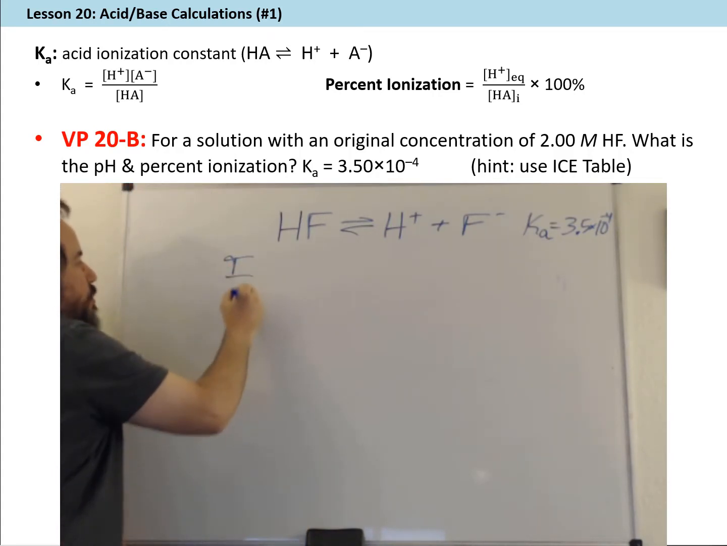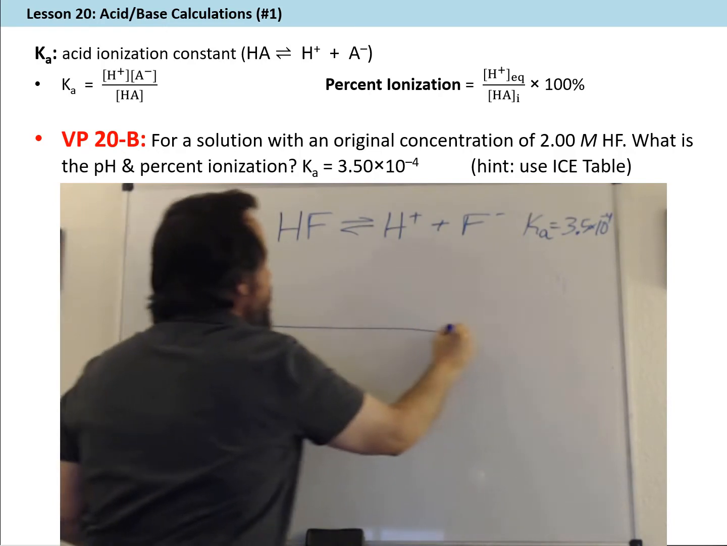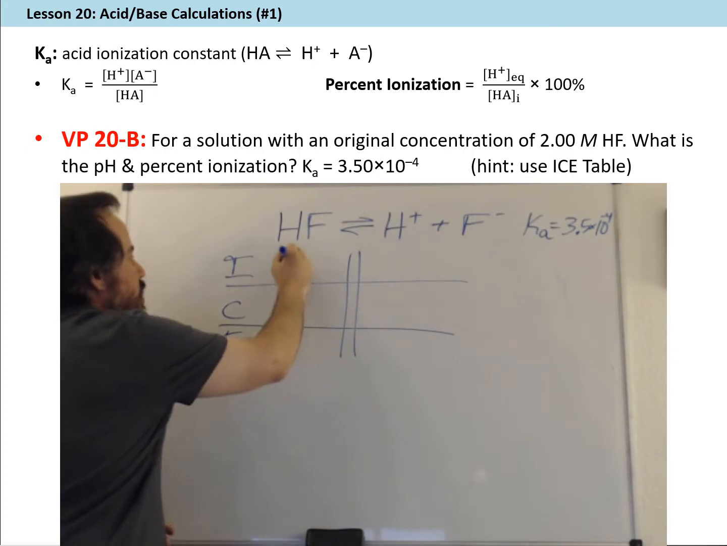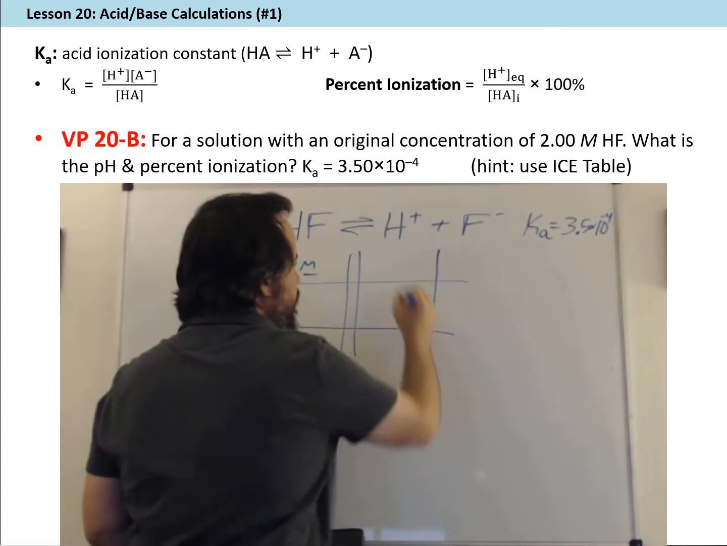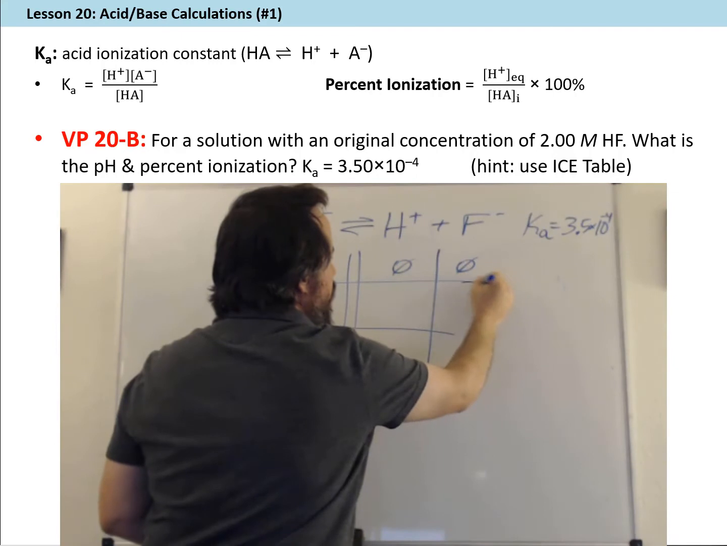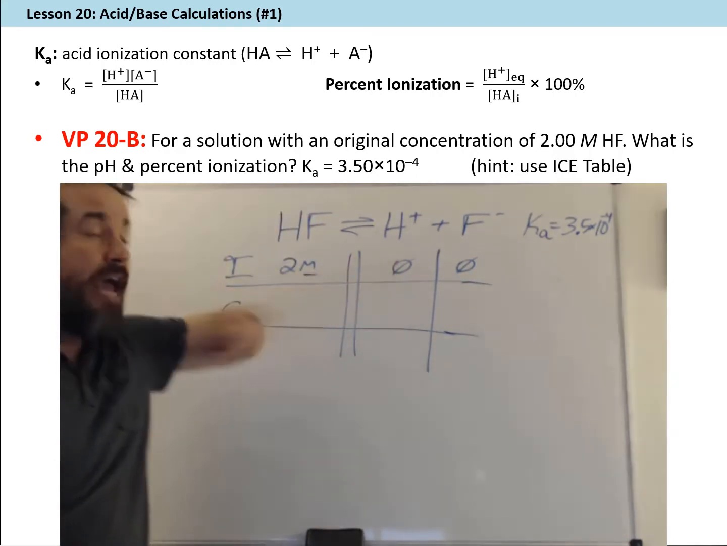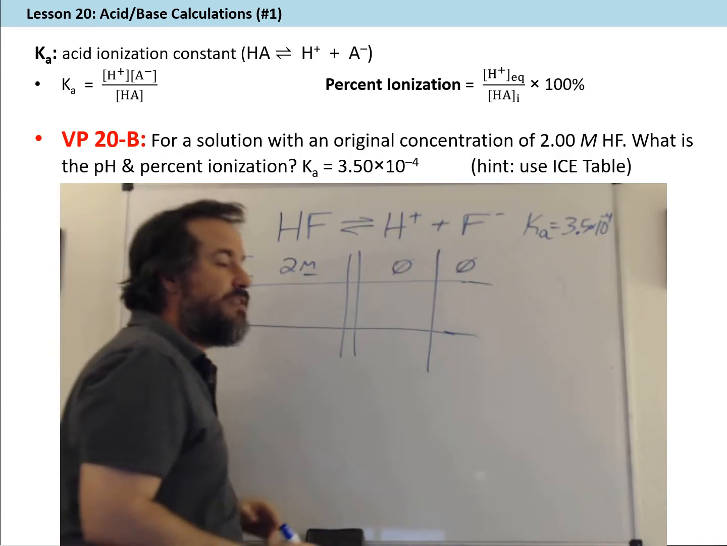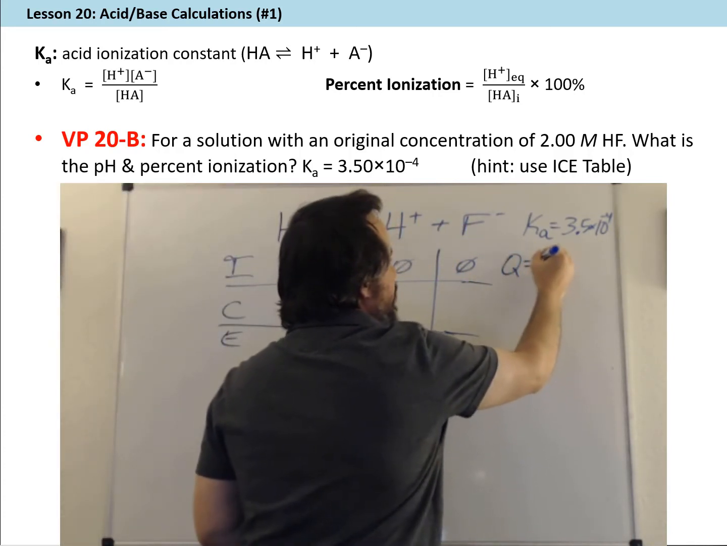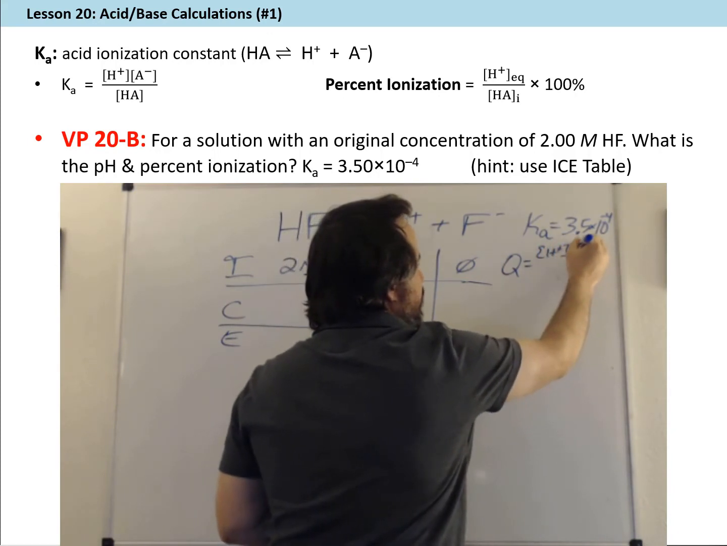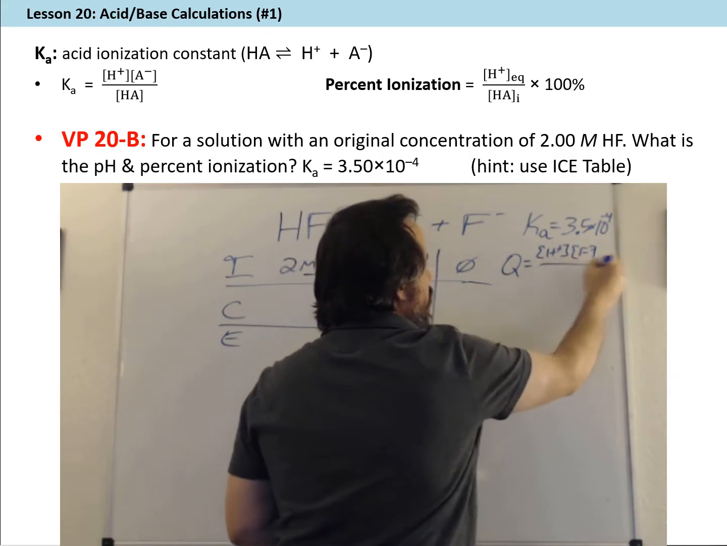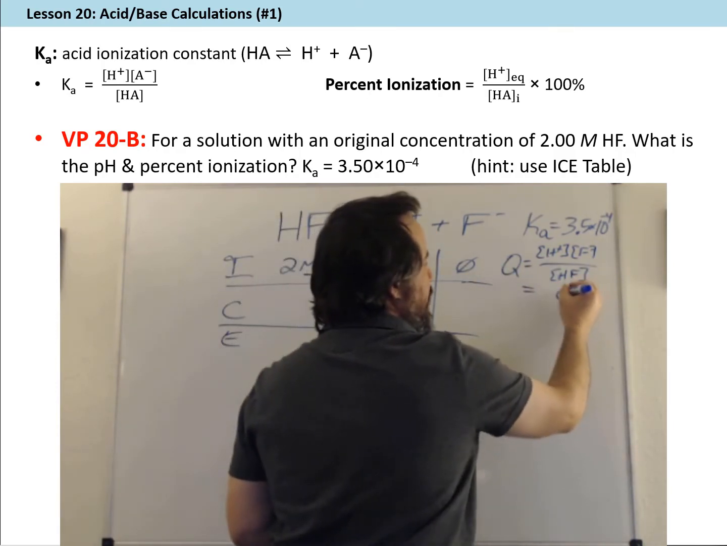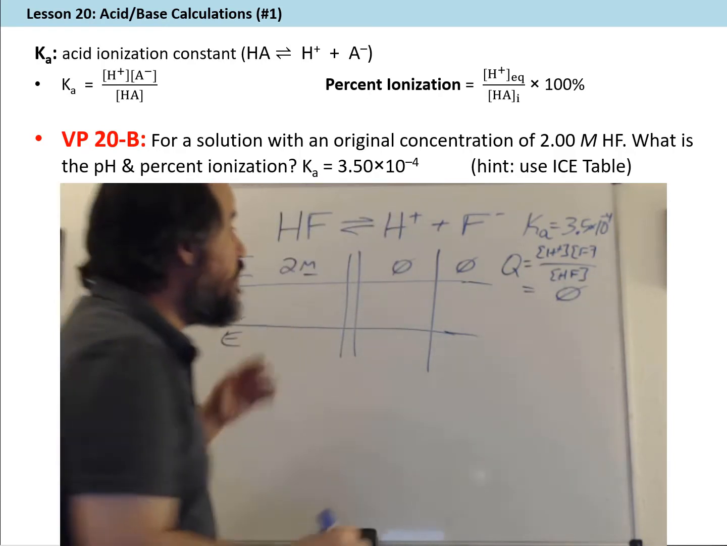All right, so now that we have a reaction, we can set up our ICE table. What were we told? We start off with 2 molar HF. We assume we have no H+ and F-. Now, it should be a giveaway as soon as I have 0 for products that my Q is 0, because my Q is H+ times F- over HF. So if I have zeros on the top, that's going to get me a Q of 0.